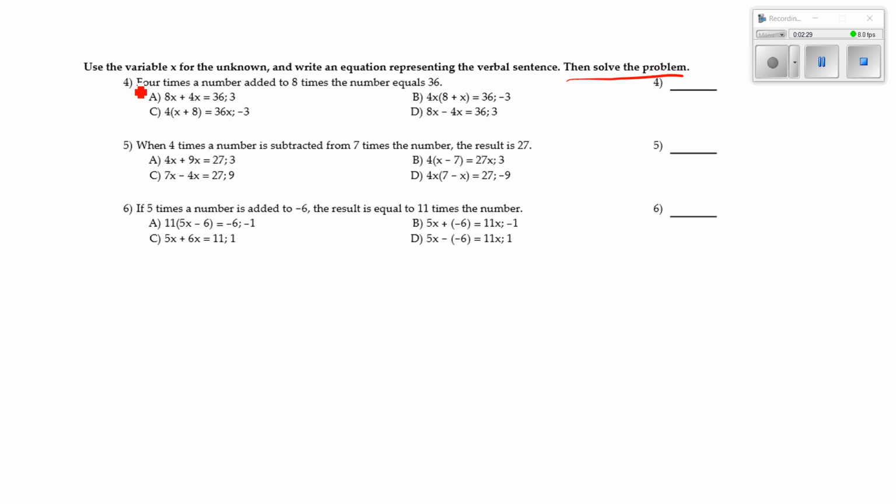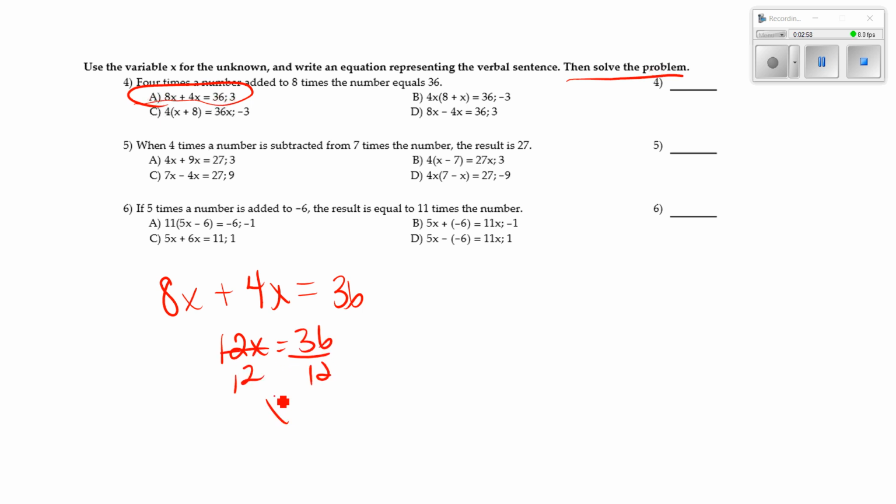All right, number 4 says 4 times a number added to 8 times a number equals 36. If I'm going to add 4 times a number to 8 times a number, I'd start with 8x, add 4x, and it equals 36. So 8x plus 4x equals 36. My answer has to be A. Let's make sure I would get 3 if I were to solve this. 8x plus 4x is 12x, which is 36. Divide by 12, and I get that x is 3. So that is correct. My answer for 4 would be A.